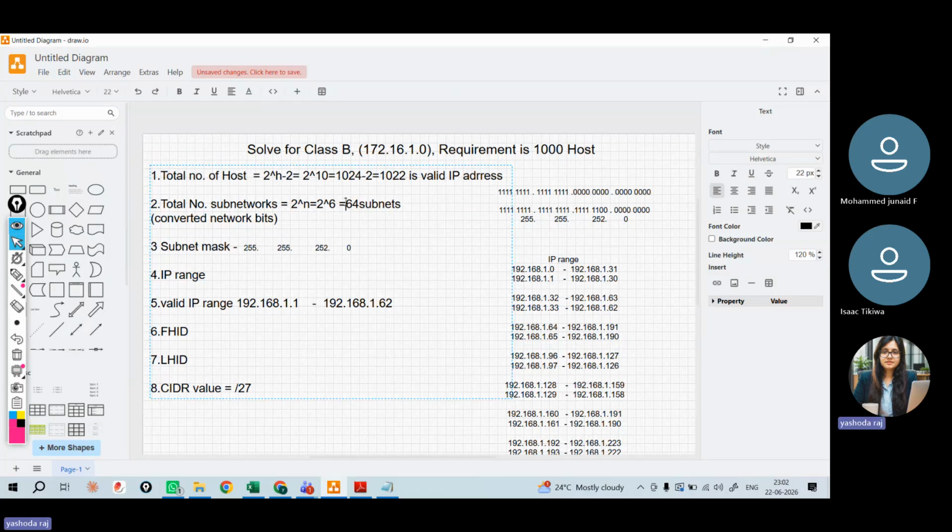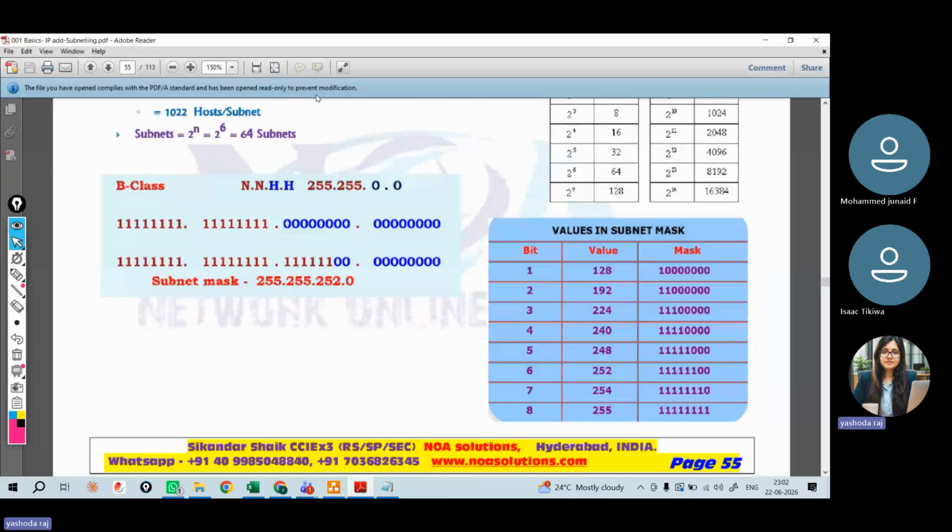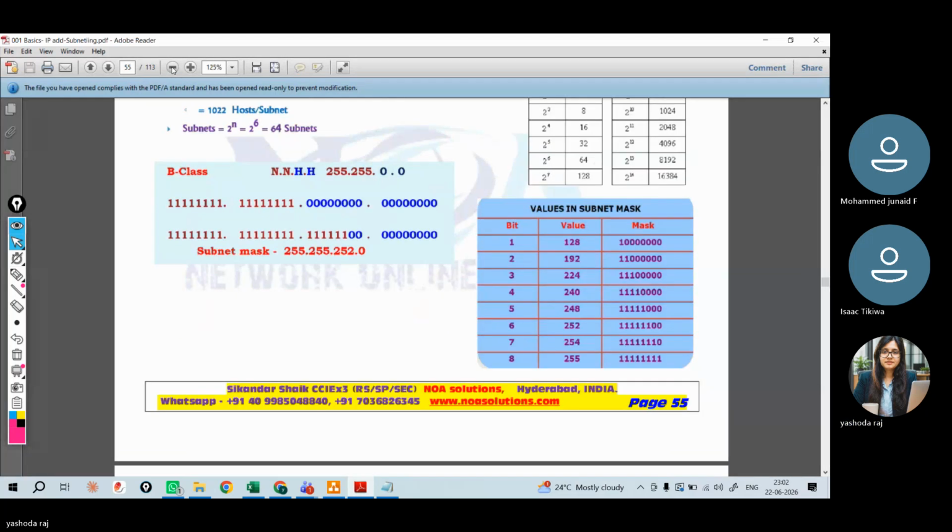This one I can't write out; simply I can show you. So in class C I can write it, whereas in class B and class A I cannot write it. So you understood this? Yes. So we'll come here now. You can look into this.